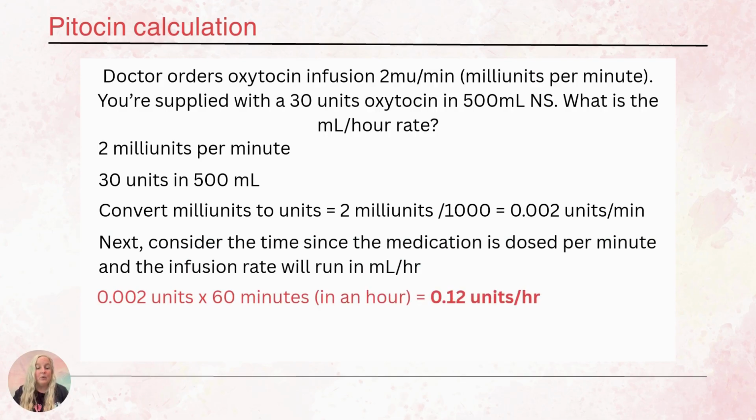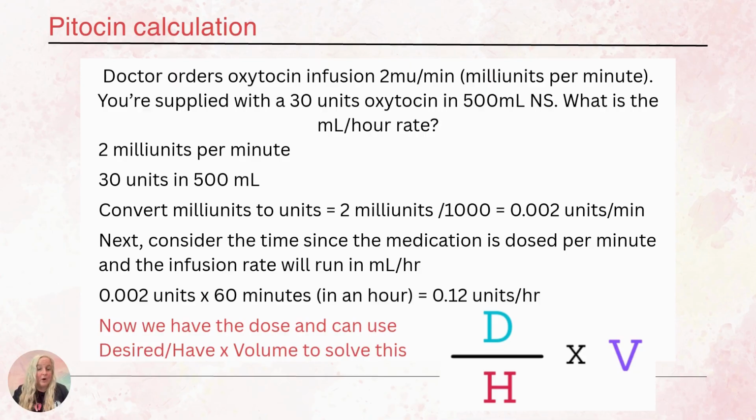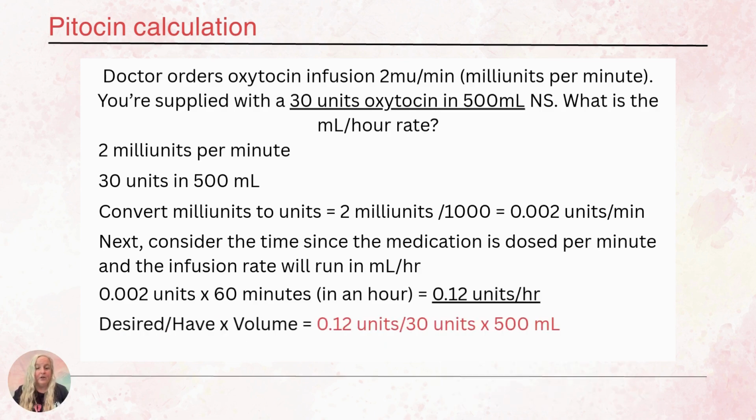So when we take 0.002 units times 60 minutes in the hour, we find the total to be 0.12 units per hour. This is our dose. Now we know what we want, so we know what our desired is. So we can use desired over have times volume to solve. Our desired is 0.12 units. What we have is 30 units, and then our volume is 500 milliliters. And when we calculate this, we find that our infusion rate is 2 milliliters per hour.